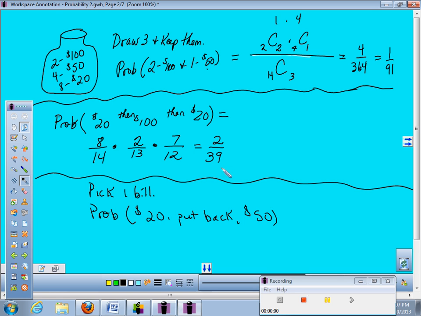Oh, yeah. So putting them in order, anytime you make things more specific, it's going to reduce your probability. It makes the chances harder to get it in that specific order.